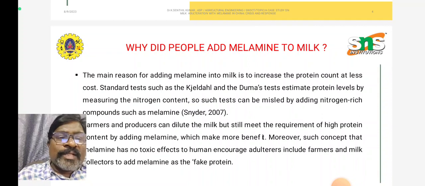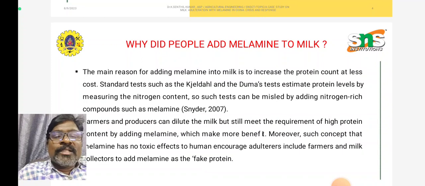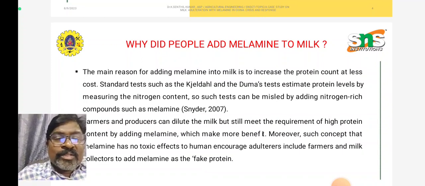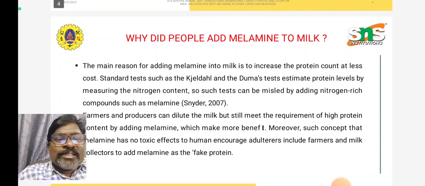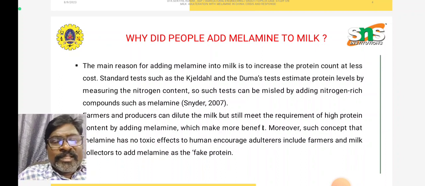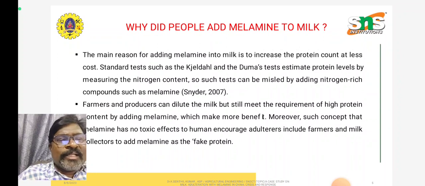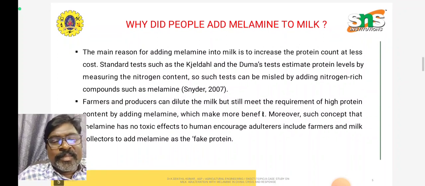The main reason for adding melamine into milk is to increase the protein count at less cost. That means when it is added to milk and we go for testing, it will appear very rich in protein, and at the same time, at very low cost, it can be achieved. Standard tests like the Kjeldahl and Dumas tests estimate protein level by measuring the nitrogen content. So such tests can be misled by adding nitrogen-rich compounds such as melamine.